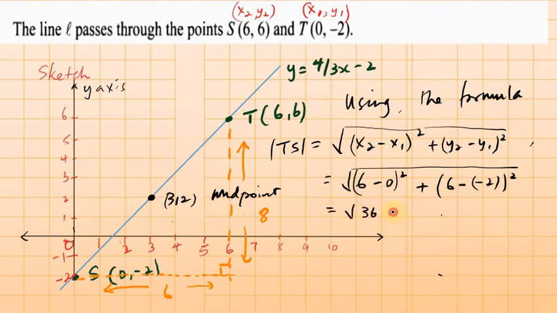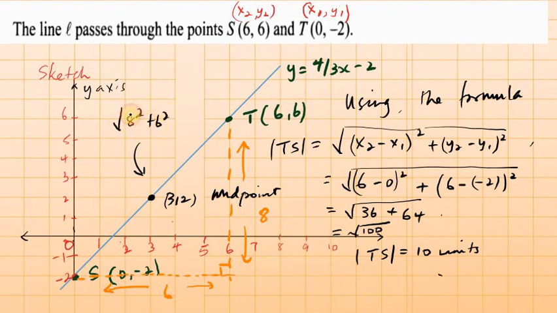The square root of all of this is equal to the square root of 6 squared, which is 36, plus 6 minus minus 2, which is 6 plus 2, which is 8. 8 squared is 64. The square root of this is equal to the square root of 100. So the length of the line TS is equal to 10 units. So this whole line here is 10. Right, this is really the square root of 8 squared plus 6 squared using Pythagoras theorem. And this here is just a version of the Pythagoras theorem.